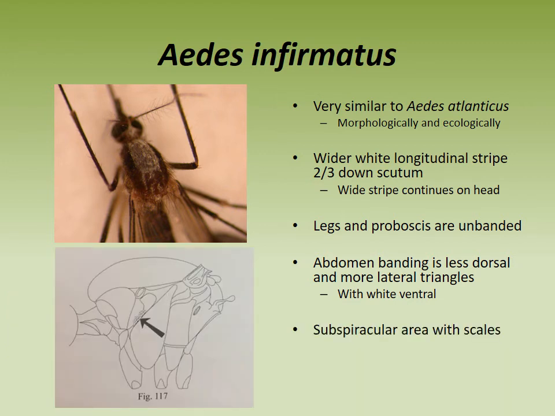But one big characteristic that can help differentiate between these two is this subspiracular area. You really have to zoom in on your specimen to see this. So maybe it's worth it, maybe it's not. But if the thorax is rubbed and you just can't tell, you can scroll in and look at this subspiracular area. And if you find a patch of white scales right here on this plate, then you'll know that this is an infirmatus and not an atlanticus.